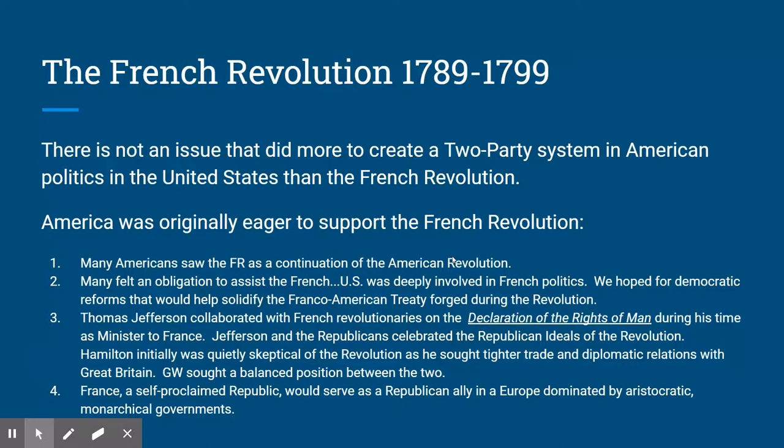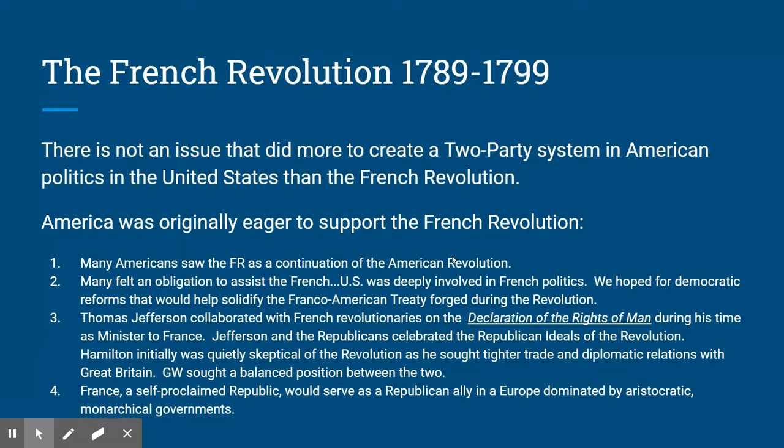So the number one political issue that did more to create a two-party system in the United States had nothing to do with banks or assumption or excise taxes, but rather the French Revolution. So the French Revolution breaks out during the Washington presidency and will endure throughout much of the Federalist era.